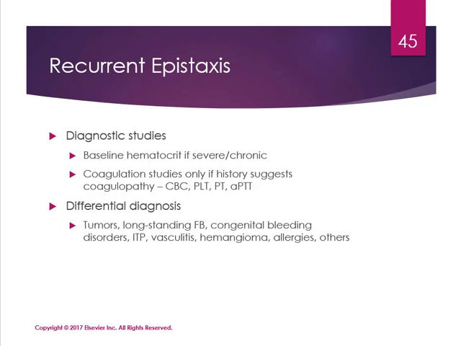Diagnostic studies would include a hematocrit if there are concerns for a severe nosebleed or chronic nosebleeds, and then if their history indicates that there could be some coagulopathies, then with the CBC make sure that there is a platelet count, a PT, and a PTT.